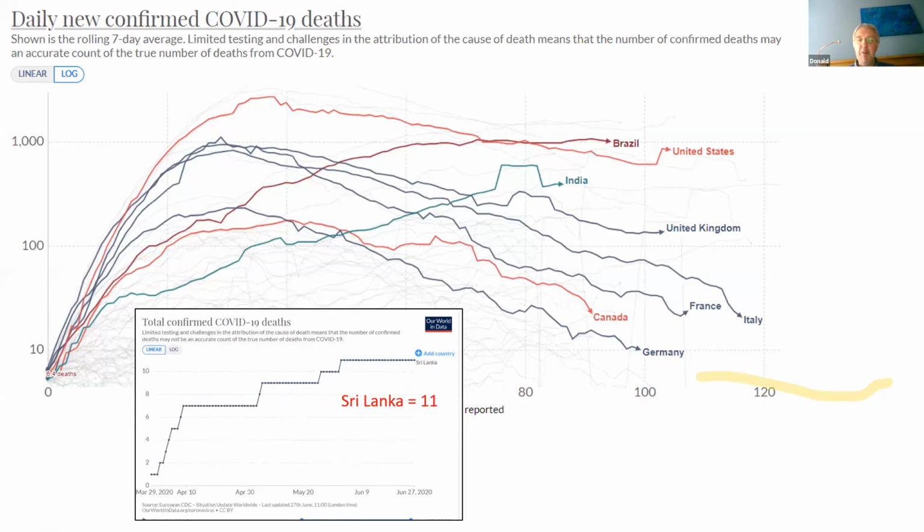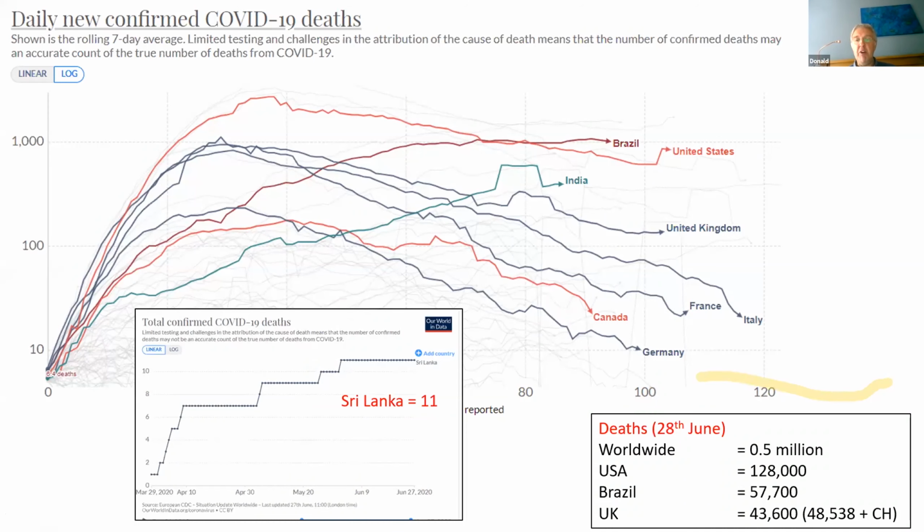You have again done very well here. So your health services, the people in Sri Lanka have complied well with the lockdown restrictions. Only 11 cases in the whole of this time. Worldwide, 0.5 million. United States, 128,000. Brazil next. And us here in the United Kingdom, fourth in line, 43,000 deaths. If we take nursing homes in, it was 48,000. So we have not done well here. And in the next few months, I'm sure the reasons for that will come out.